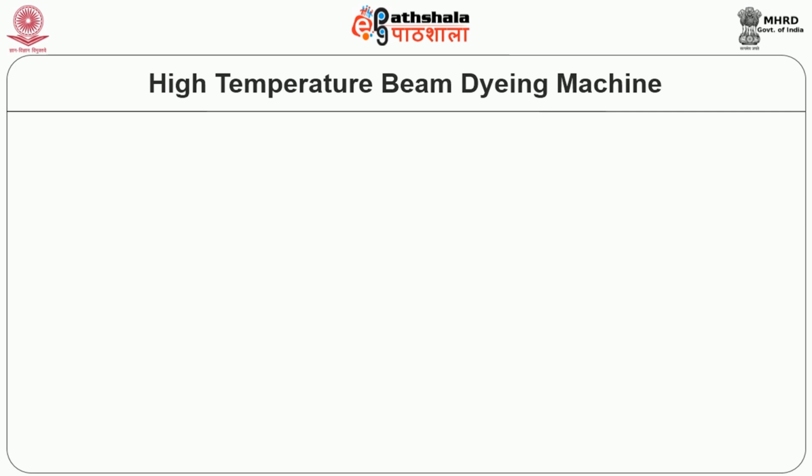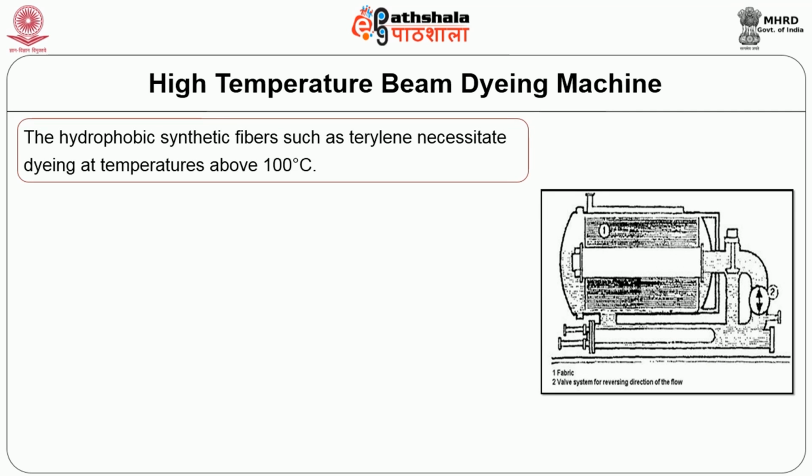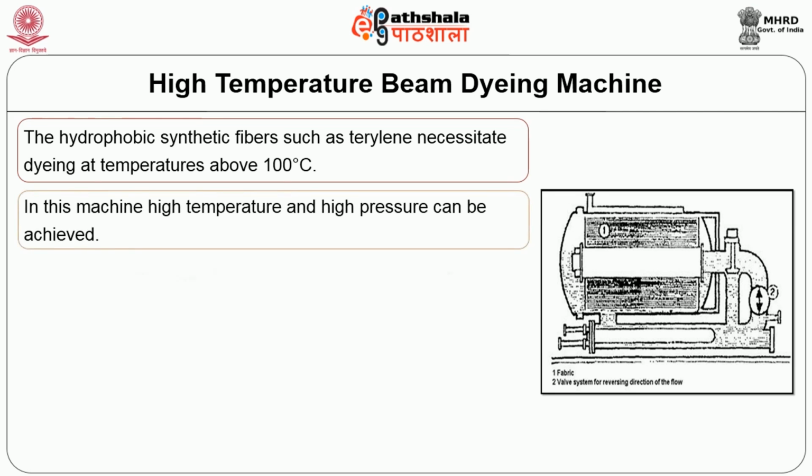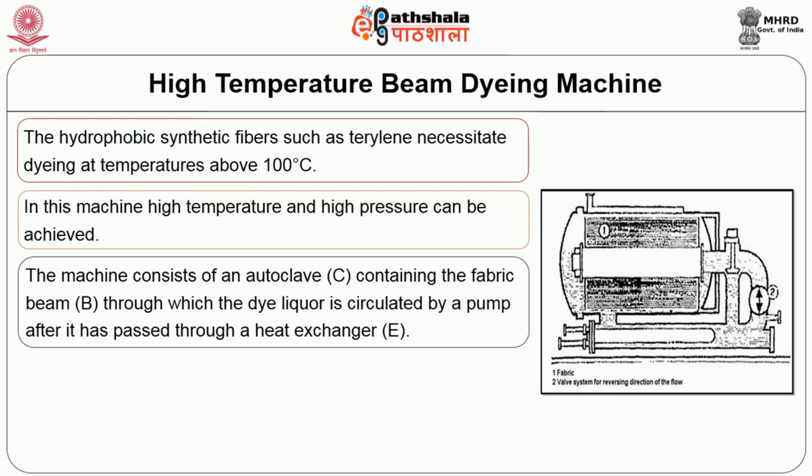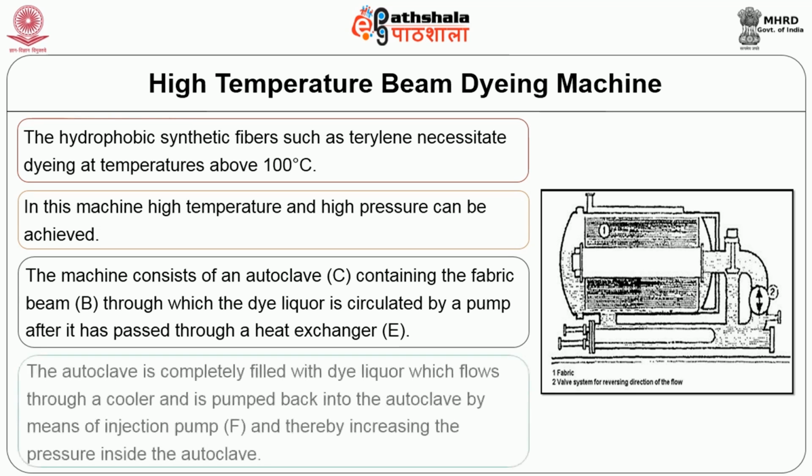The next is the high temperature beam dyeing machine. The hydrophobic synthetic fibers such as terylene necessitate dyeing at temperatures above 100 degrees centigrade. In this machine, high temperature and high pressure can be achieved. The machine consists of an autoclave C containing the fabric beam, through which the dye liquor is circulated by a pump after it has passed through a heat exchanger E.